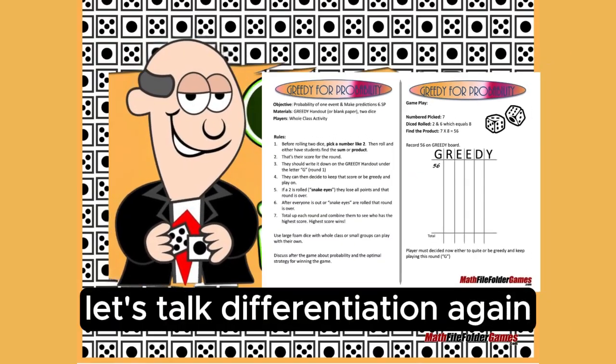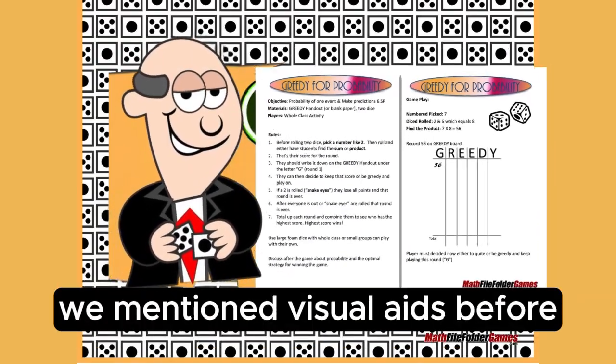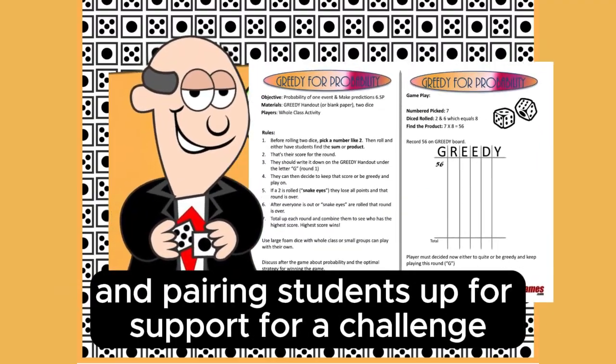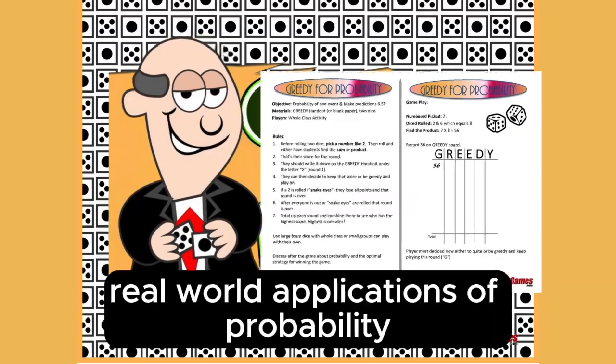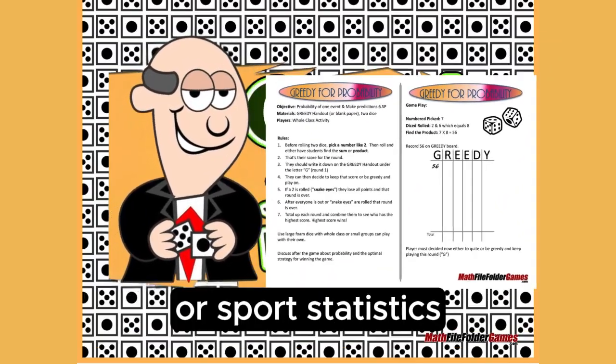Now let's talk differentiation again. How can we support different types of learners? We mentioned visual aids before, like number lines and multiplication charts. And pairing students up for support. For a challenge, you could have them research real-world applications of probability, like how it's used in weather forecasting or sports statistics.